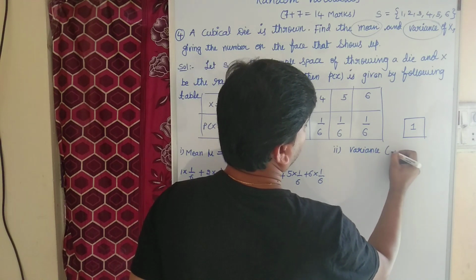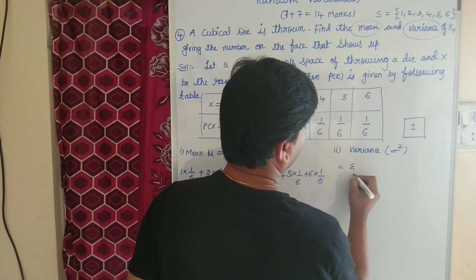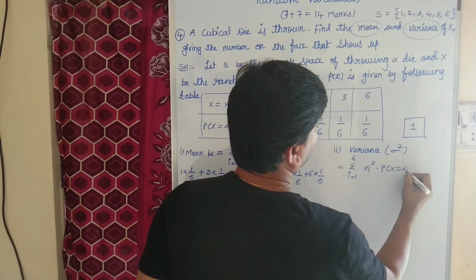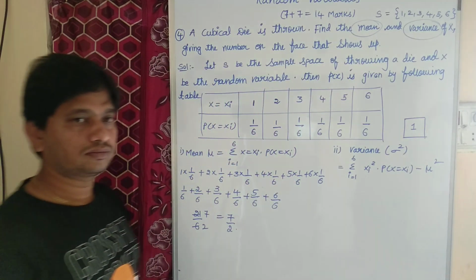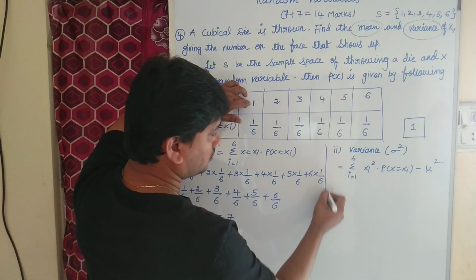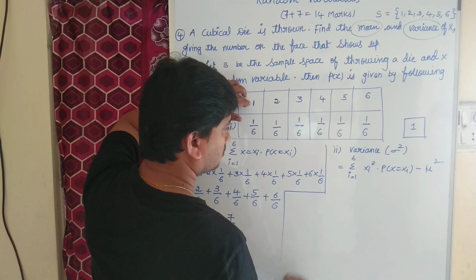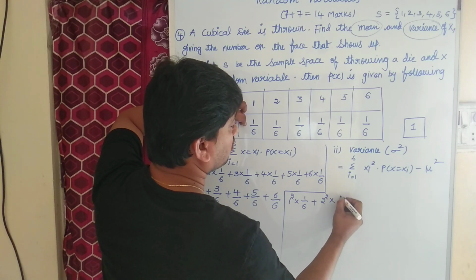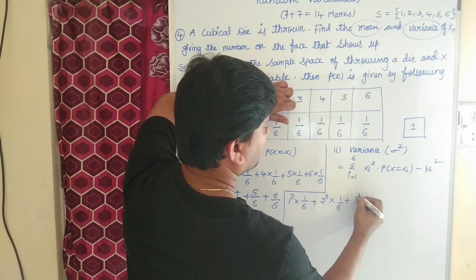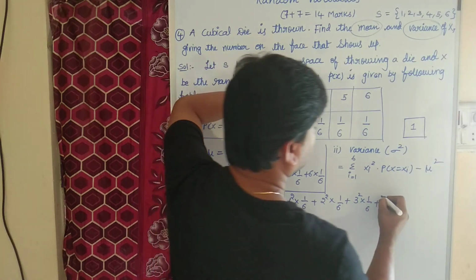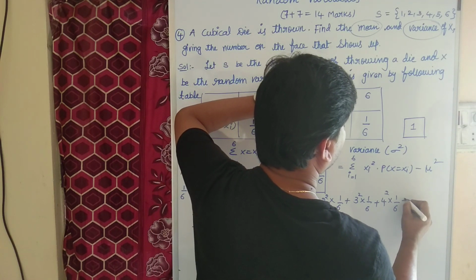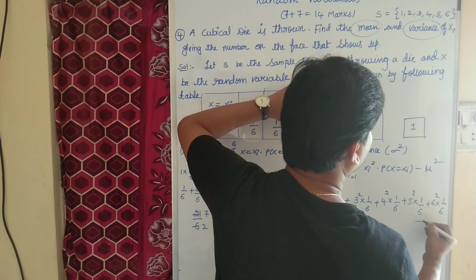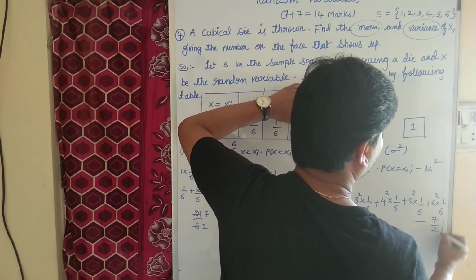Variance. That is sigma i equal to 1 to 6 xi square into p of x equal to xi minus mu square. Right? 1 square into 1 by 6 plus 2 square into 1 by 6 plus 3 square into 1 by 6 plus 4 square into 1 by 6 plus 5 square into 1 by 6 plus 6 square into 1 by 6 minus mu value is 7 by 2 whole square.